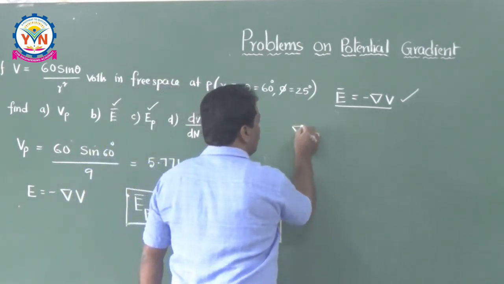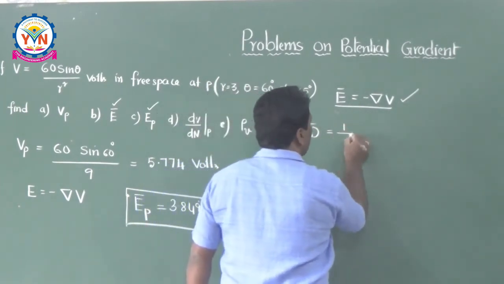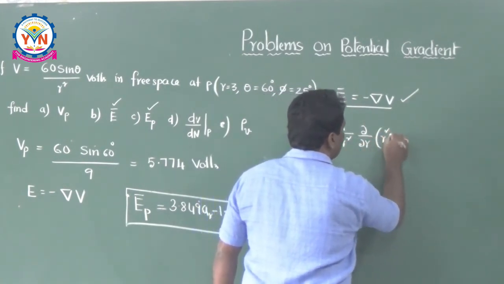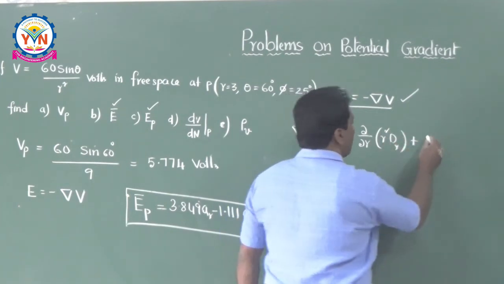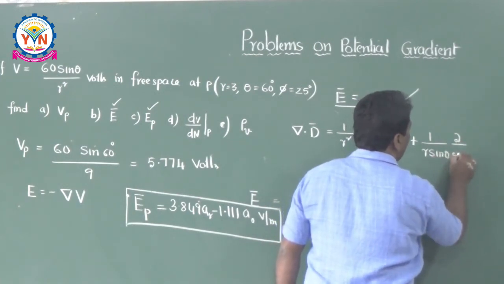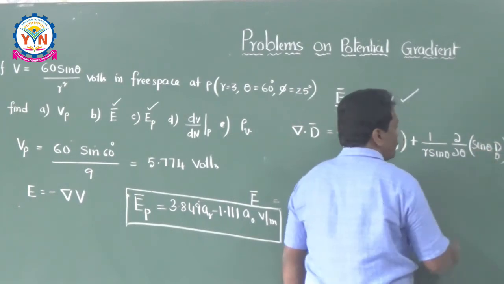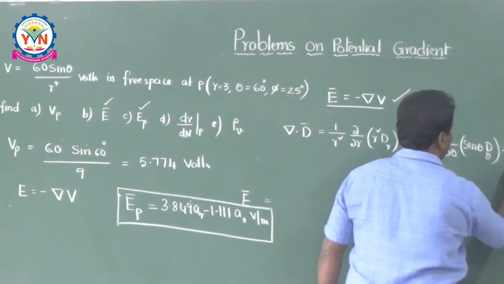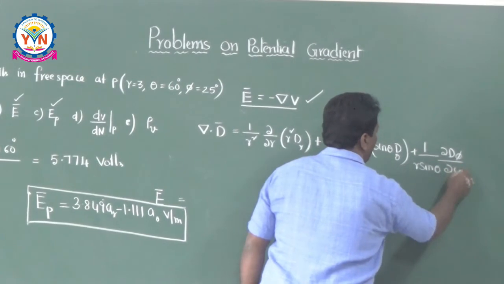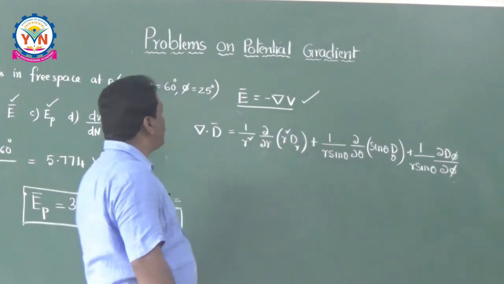What is del dot D bar? Del dot D bar is equal to 1 by r square dou by dou r of r square Dr, plus 1 by r sin theta dou by dou theta of sin theta D theta, plus 1 by r sin theta dou D phi by dou phi. This is nothing but the formula we have already used in the divergence problems.